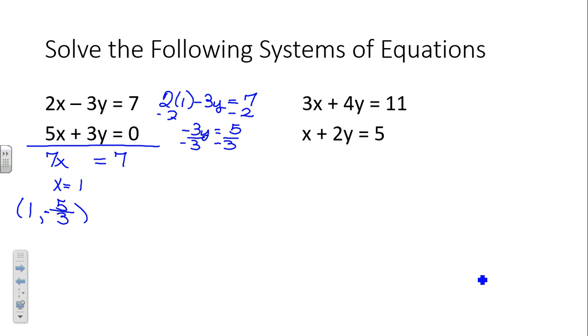All right. Second example. 3x plus 4y equals 11 and x plus 2y equals 5. Unfortunately, if I add these up, no variable will disappear. And I can't subtract them, no variable will disappear. But Ray, what's your suggestion?